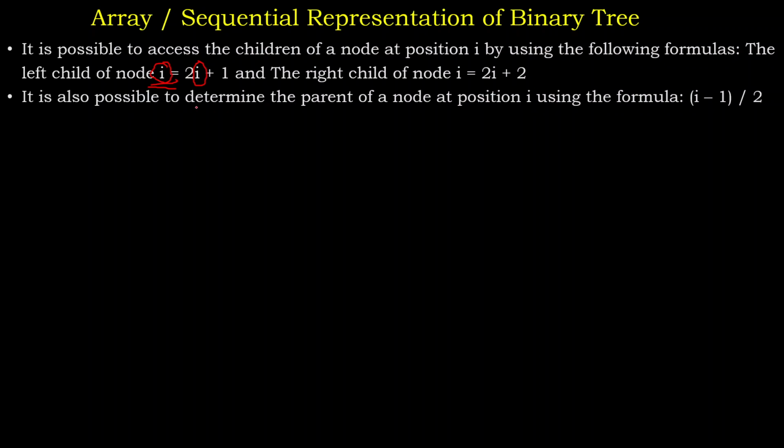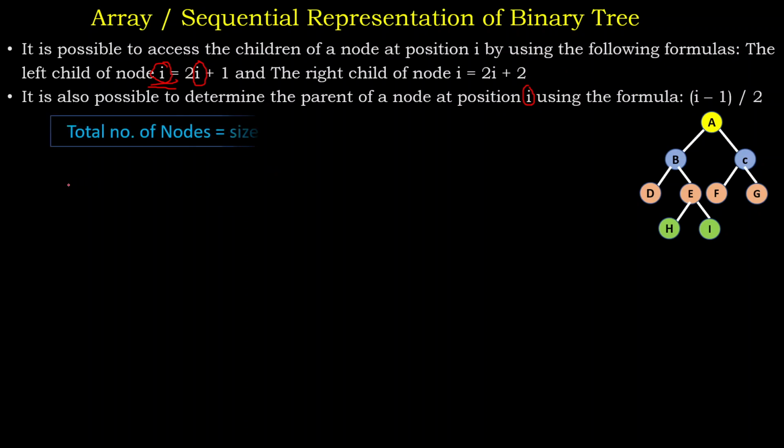It is also possible to determine the parent of a node at position I using this formula. If the child node index is given, then you can find the index of its parent. Okay, the parent is the predecessor and the child is the successor. We will go through that practically, and I think it will be clearer.